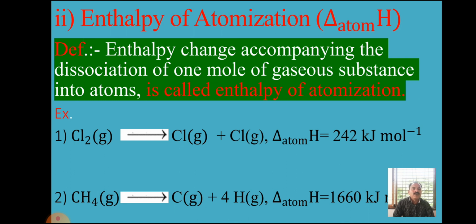Second example, the dissociation of the methane molecule. It is also a gaseous molecule. It dissociates into a carbon atom and 4 hydrogen atoms, both in gaseous state, and its enthalpy of atomization is 1660 kilojoule per mole.